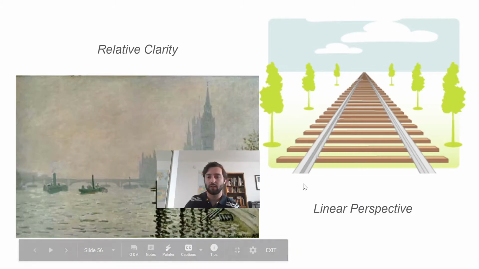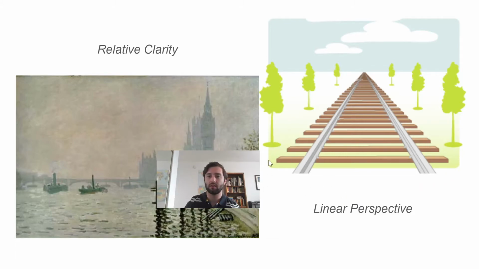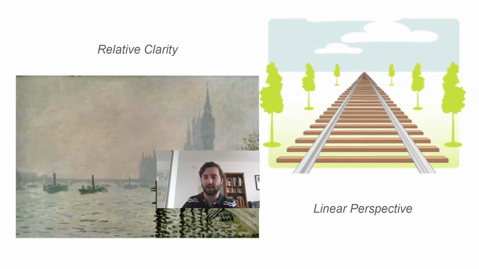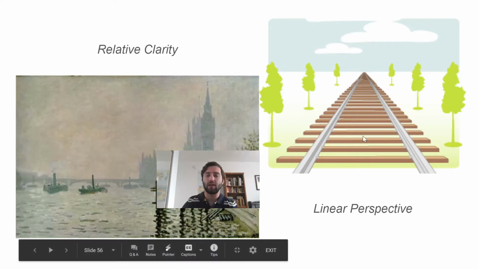This section right here, or this section right here of tracks? Which one's closer, this section at the bottom or this section at the top? Now, what you're all going to say is this section at the bottom. And the reason for that is what is called linear perspective.